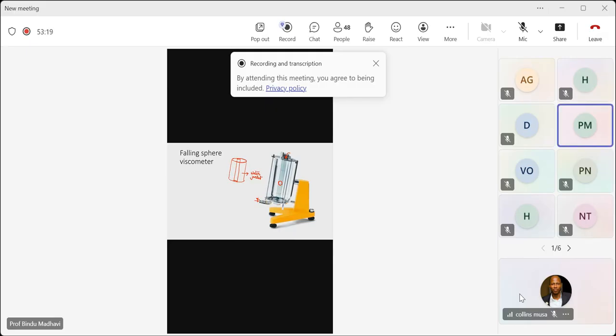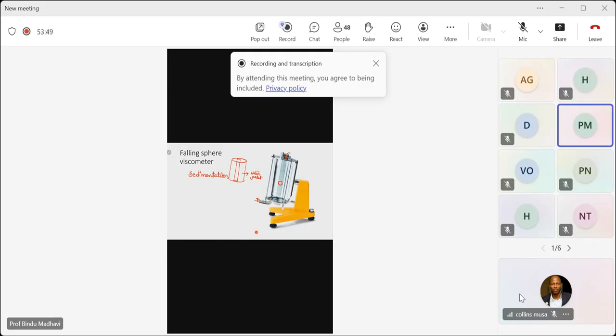Coming to the working. We are not going to use any reference liquid and test liquid. We are directly going to use the liquid whose viscosity we want to measure. It is not a comparative measurement. It is going to work on the principle of sedimentation.